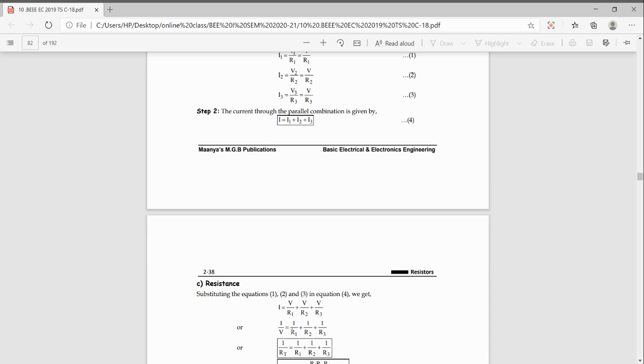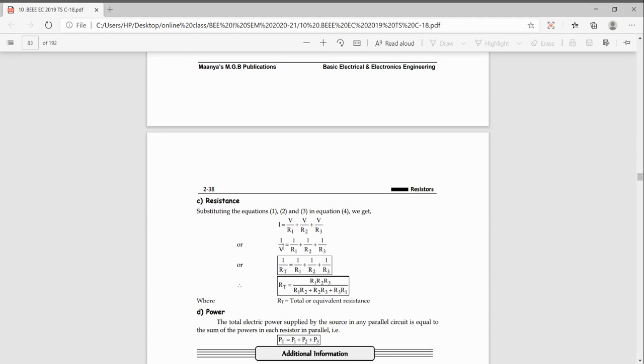Okay, which is equal to, taking V common and sending it down, I by V, which is equal to 1 by RT. V by I is R, so I by V is 1 by R. So this is the total current and total voltage, and what we are getting here is the total resistance. So 1 by RT is equal to 1 by R1 plus 1 by R2 plus 1 by R3.